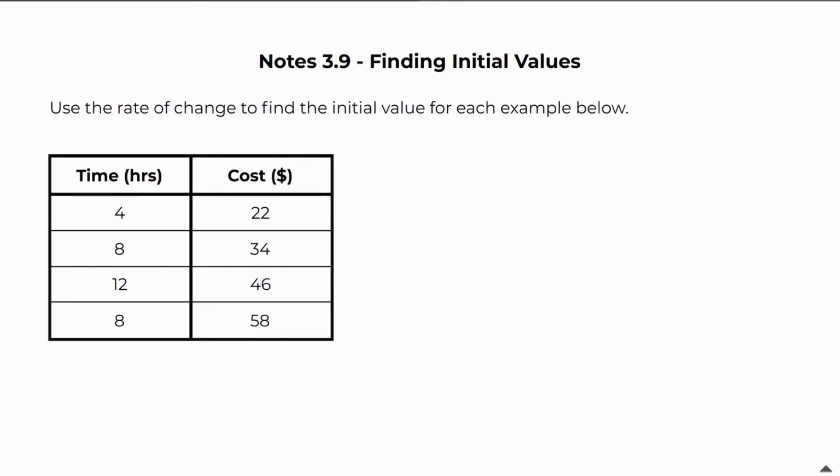Hi everyone, notes 3.9 are on finding initial values. And if you notice, the directions tell us to use the rate of change to find the initial value for each example below. So we need to figure out what that initial value is by using our rate of change.